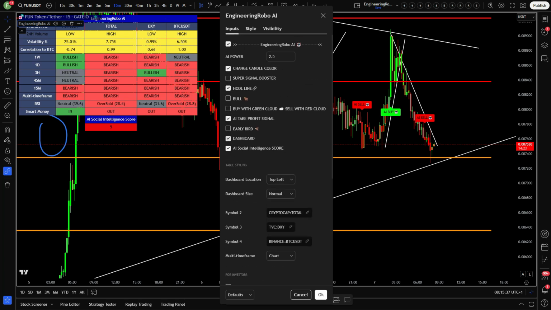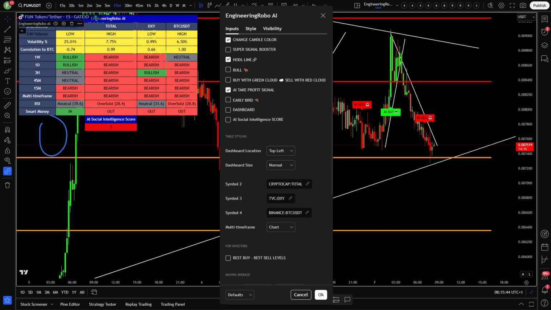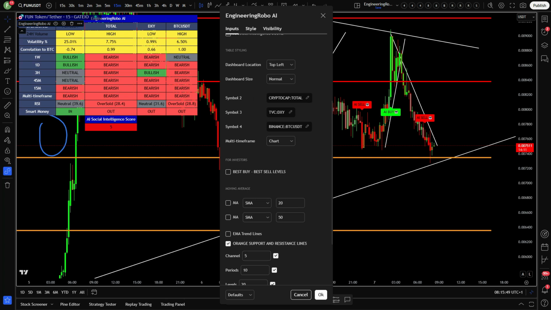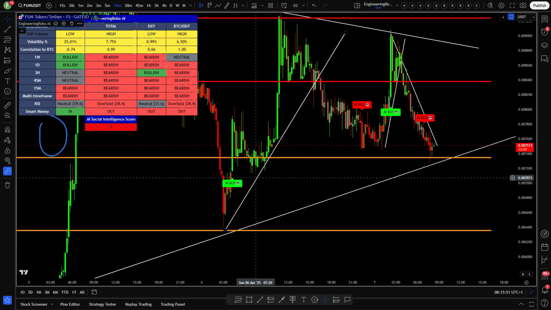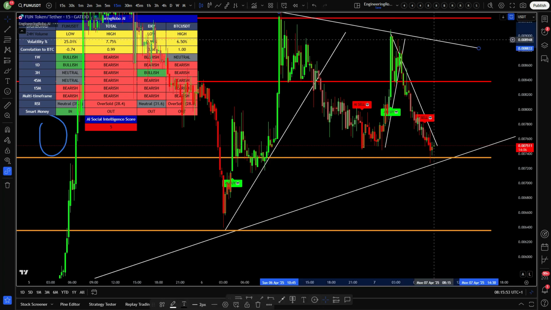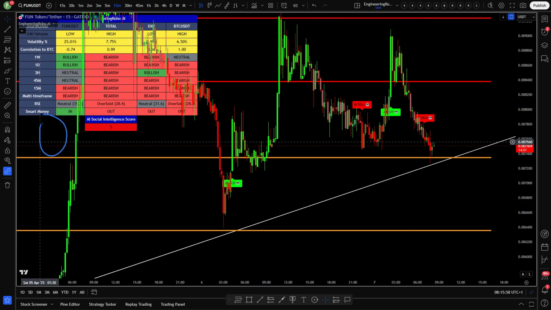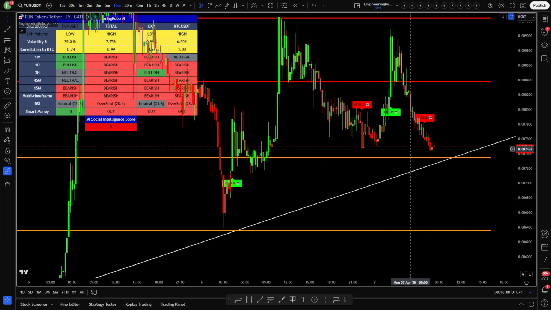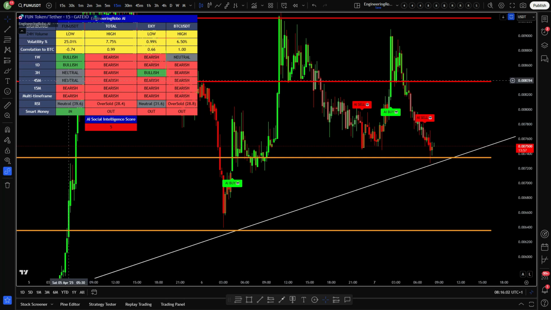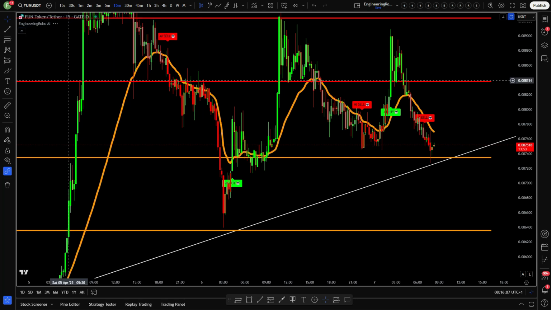There's a lot going on now, so I do appreciate that. We've had a look at the dashboard, we've had a look at the social intelligence score, and let's bring on the HODL line, and then I'll take a look at the cloud signal in a moment. In the meantime, I'll get rid of the trend lines, just clean it up a bit. It's taking a while to load. I think TradingView is being quite slow at the moment.